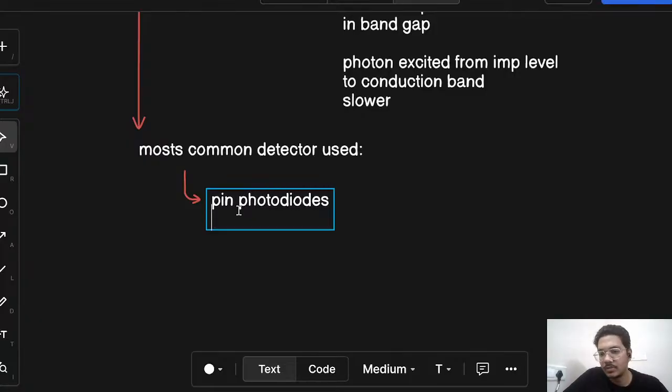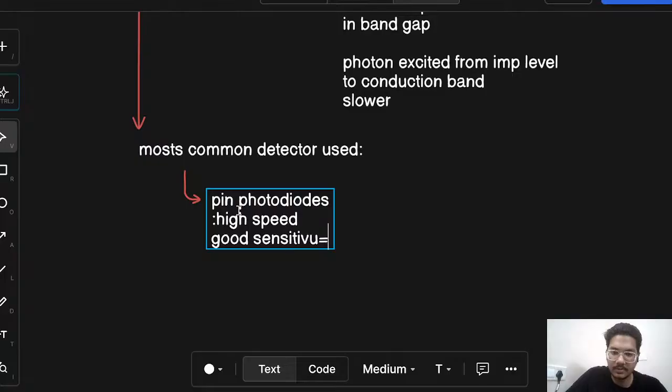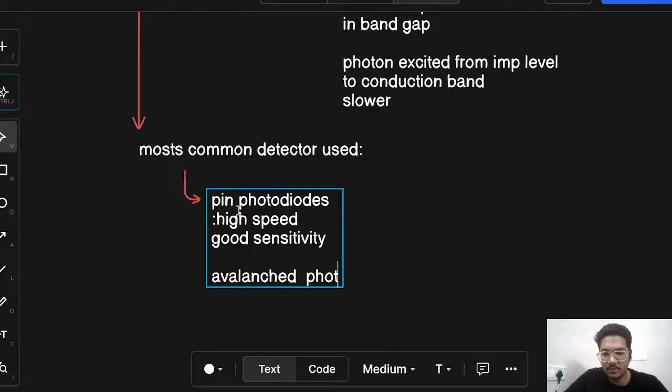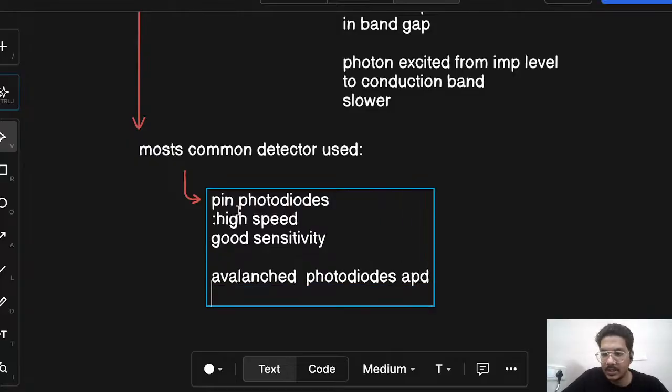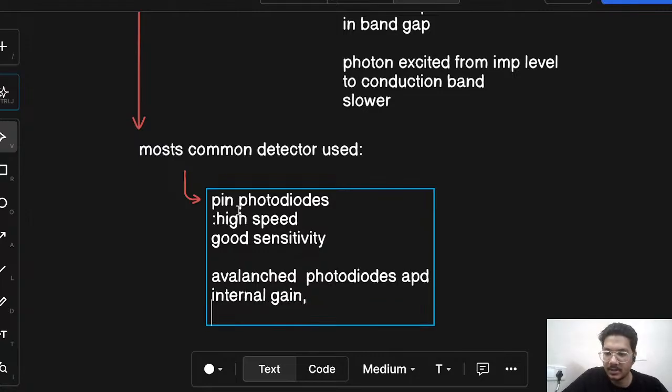Okay, because it has high speed and good sensitivity. And the second one is the avalanche photodiode, which we call APD. Okay, because we have an internal gain, it has higher sensitivity than the PIN diode.